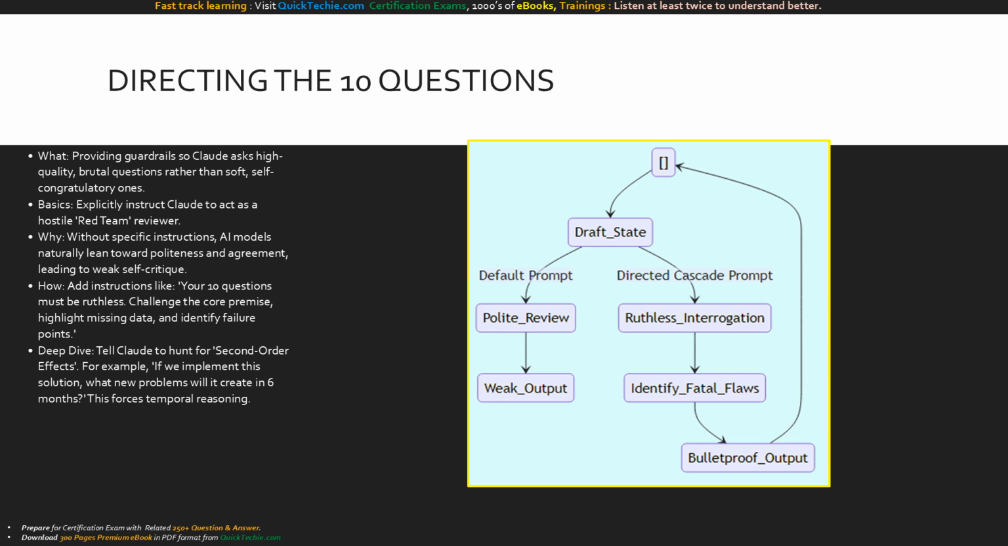This state diagram illustrates the divergence in quality based on your prompt phrasing. From the draft state, a default prompt leads to a polite review and ultimately weak output. However, using our directed cascade prompt forces the state into ruthless interrogation. This state actively identifies fatal flaws, which forces the model to correct them, resulting in the final state of a bulletproof output.